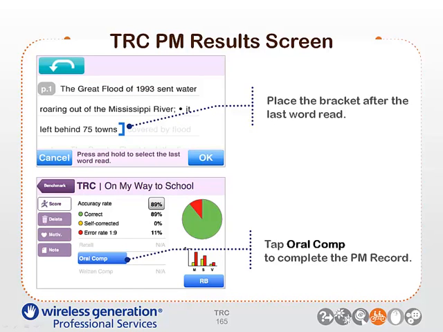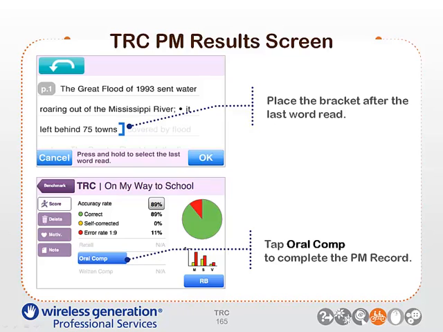Once the student comes to the end of the text or a good stopping place for the reading record, tap Done. The set ending screen appears. The assessor taps and holds the last word read to place the bracket. The TRC Progress Monitoring Results screen looks similar to the one for benchmark. The difference lies in how comprehension is checked.